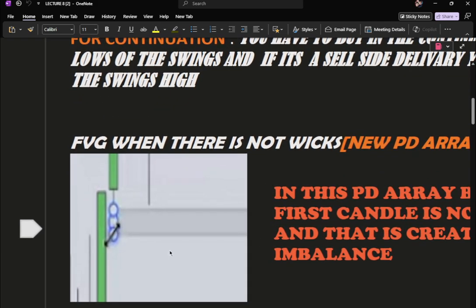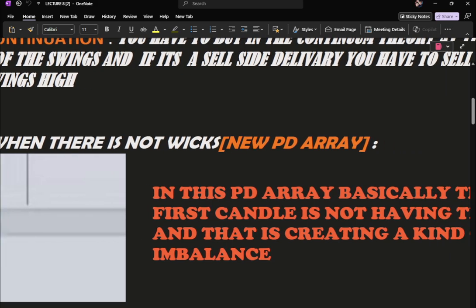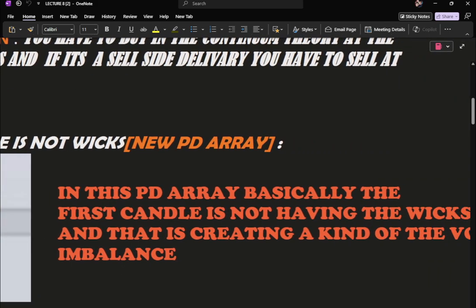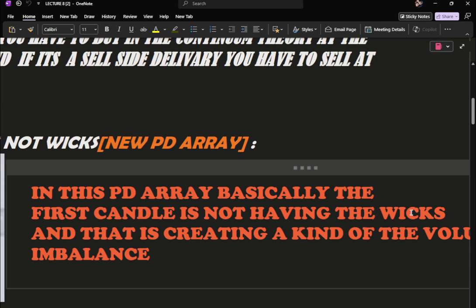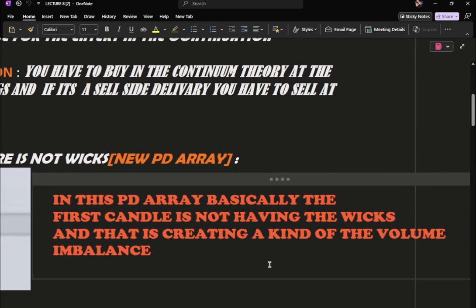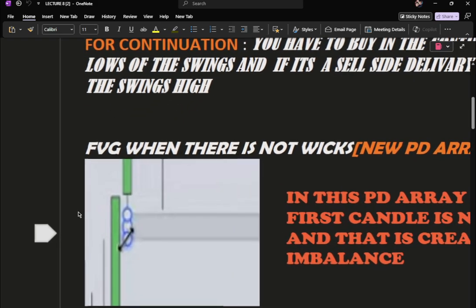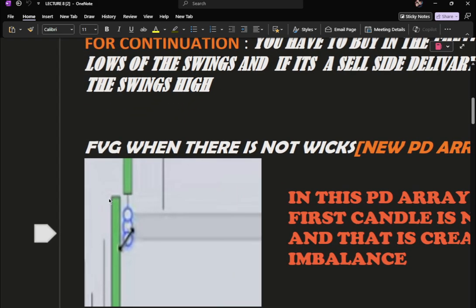In this PD array basically the first candle is not having the wick, and that is creating a kind of volume imbalance. In this very moment, you can see that the price is not having a wick, right? So this is kind of a volume imbalance because there is an absence of wick, or absence of any selling or buying over here.